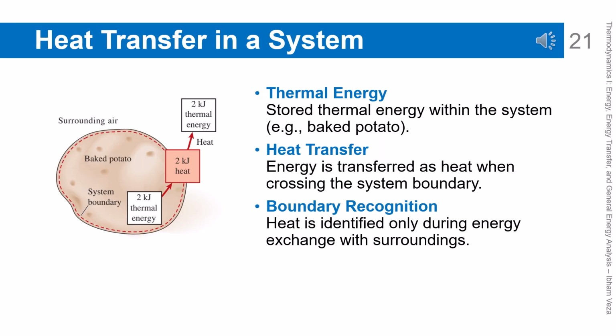Heat transfer in a system. Thermal energy is stored in the system as part of its internal energy. Heat is defined only when energy crosses the system boundary. Once the energy enters, it is no longer called heat, but becomes internal energy. The system boundary plays a key role in this definition. This concept helps distinguish between system properties and energy interactions.